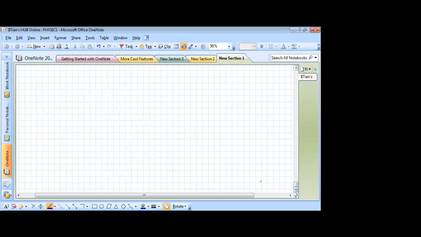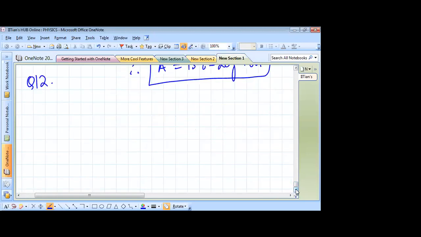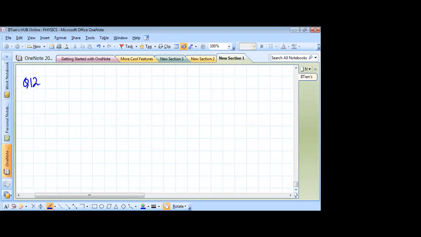Okay, let's move on to the 12th question next. So in the 12th question, what is happening is A dot B is given to us as minus 20, and the magnitude of A is equal to 4. Magnitude of B is equal to 5. So we have to find mod of A plus B. Yes, Ankita, your answer is correct.